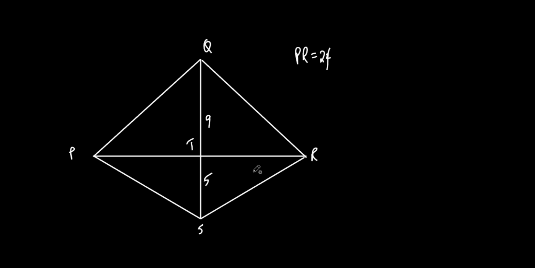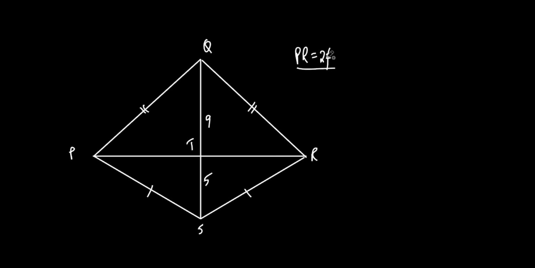PR is 24. Let's talk about that PR first. Remember that this and this are equal if it's a kite, and these two are equal if it's a kite. What do I know about this thing right here? This is called our crossbar. Do you remember that? What do I know about that? This is the axis of symmetry. What does it do to that crossbar? It bisects it, that's right.